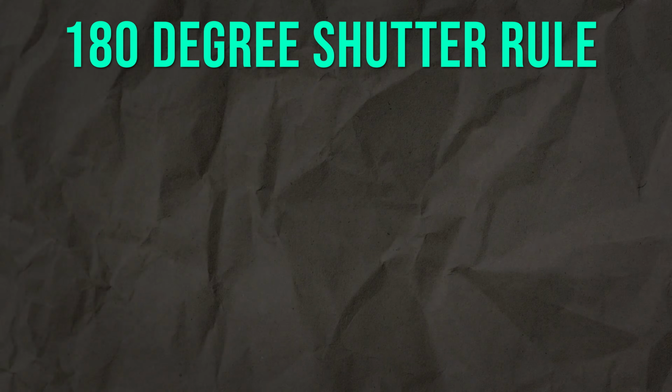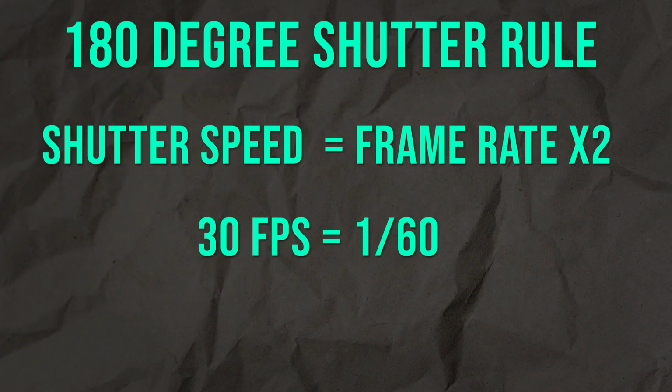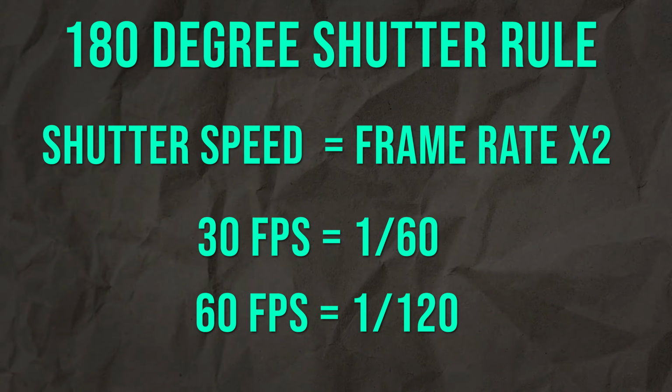Setting our shutter speed is going to depend on the frame rate that we're filming in, and we're going to follow the 180-degree shutter rule here, so our shutter speed should be double our frame rate. So if I'm shooting in 30 frames a second, my shutter speed is going to be 1/60. If I'm shooting in 60 frames a second, it's going to be 1/120.